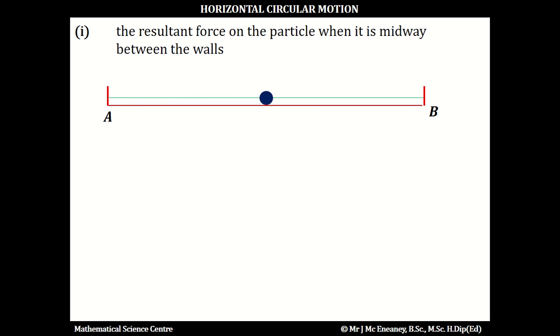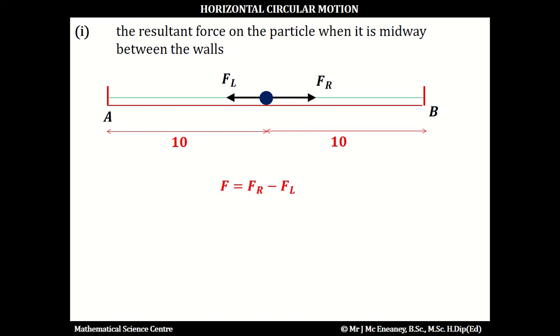Now, if the particle is positioned midway between the walls, that means it's 10 meters from the left hand wall and 10 meters from the right hand wall. So we've got two forces acting on this mass, the force to the left and the force to the right. Because the elastic constant on the right is greater than the elastic constant on the left, the resultant force is going to be towards the right. So this resultant force F is going to be Fr minus Fl. This means F is going to be k on l minus l0 for the elastic on the right minus k on l minus l0 for the elastic on the left.